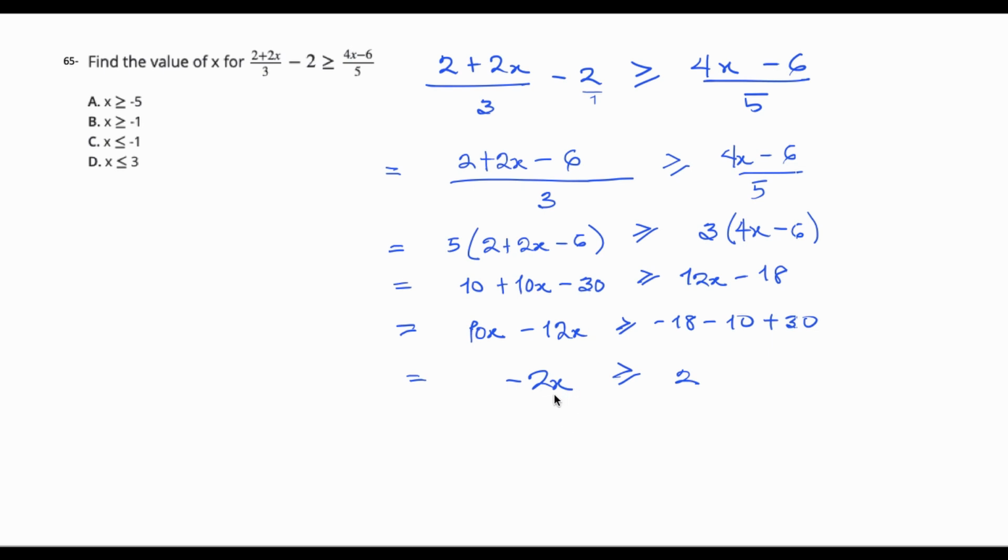Now we have to divide both sides by minus 2 to make x the subject. If we do that, this divided by minus 2 and this divided by minus 2, minus 2 cancels out minus 2 here to give us x. But because we've divided both sides by a negative number, our inequality sign has to change. It's going to change from greater than or equal to, to less than or equal to. And 2 divided by minus 2 results in minus 1. So our answer is x is less than or equal to minus 1. And the answer here is C.